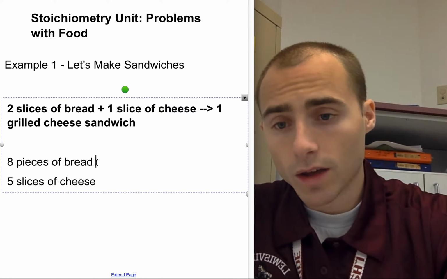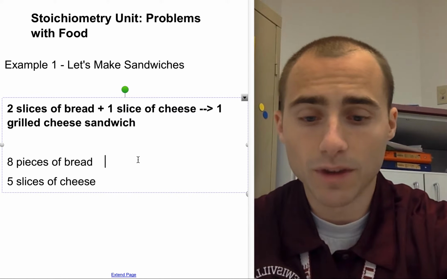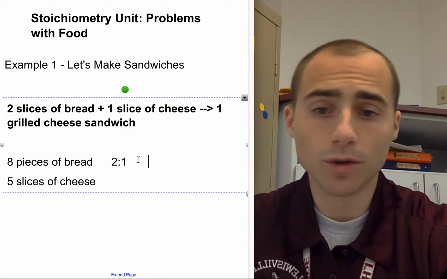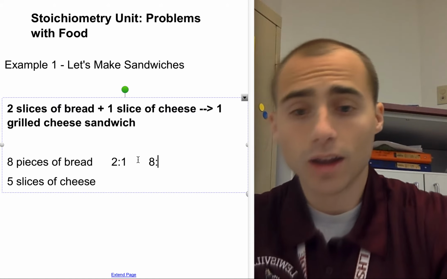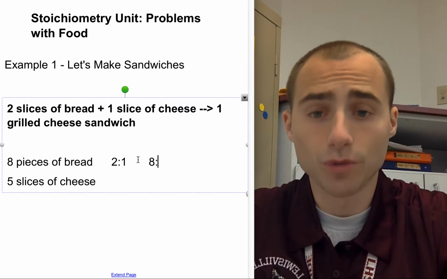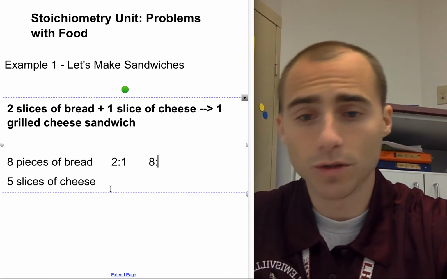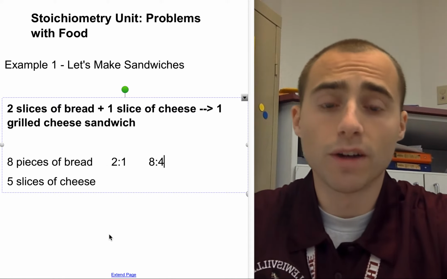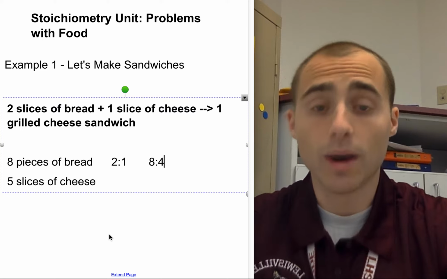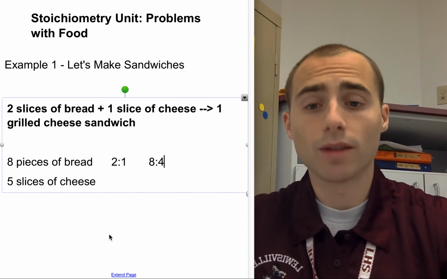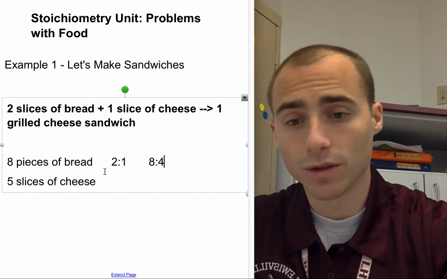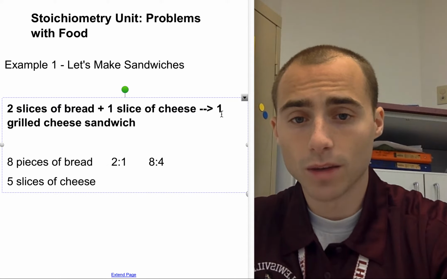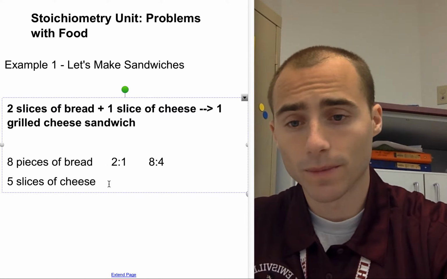Well, we have 8 pieces of bread. If we set up a ratio, it takes 2 pieces of bread to make 1 sandwich. So a 2-to-1 ratio. We have 8. We have to keep that 2-to-1 ratio true, so you just have to do 8 divided by 2. So 8 pieces of bread can make a total of 4 sandwiches. So at most, with this bread, we could make 4 sandwiches using this 2-to-1 ratio. And we got that from here. 2 slices of bread produce 1 sandwich.